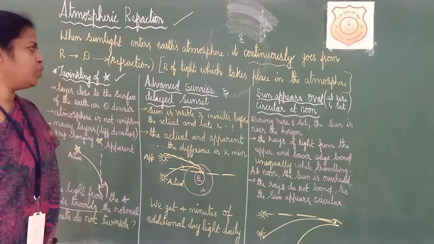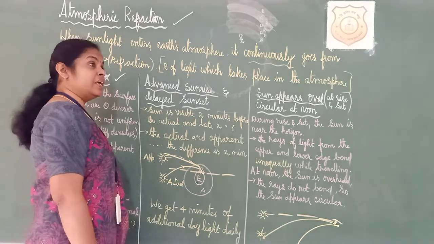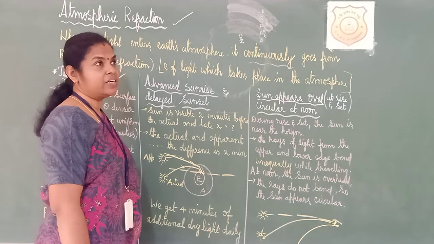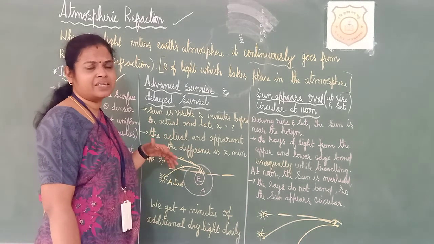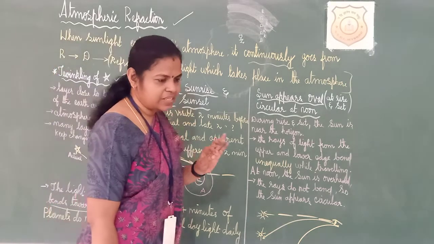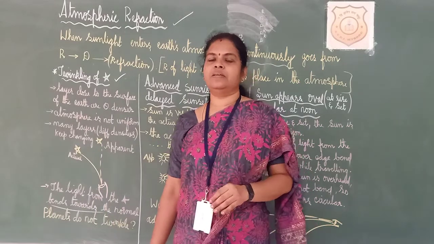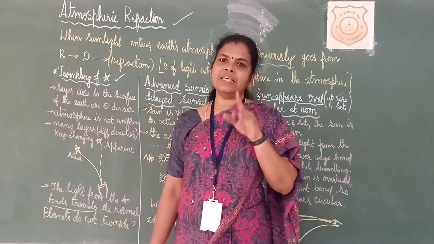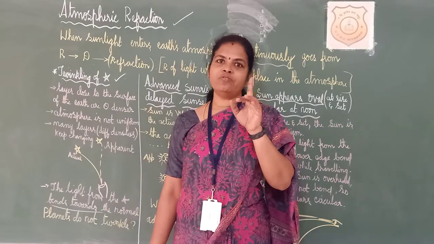The second example we are going to study is advanced sunrise and delayed sunset. Advanced sunrise and delayed sunset. How is it happening? Advanced sunrise: actually, the sun is rising at 5:30. But you will see the sunlight at 5:28 itself.